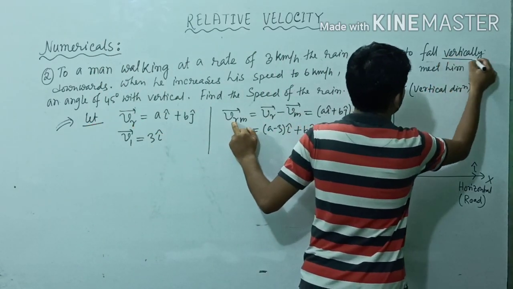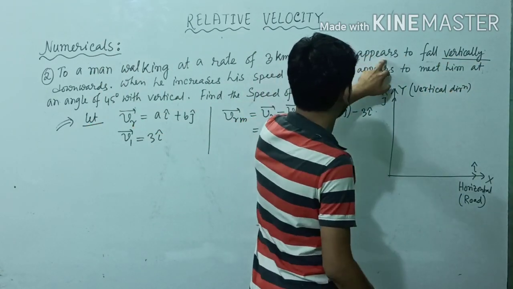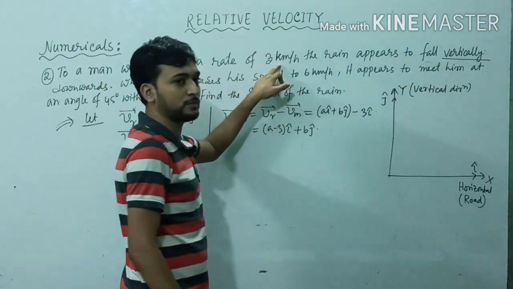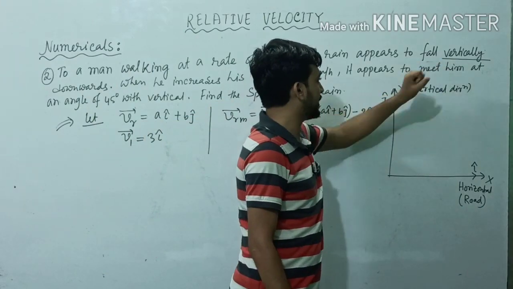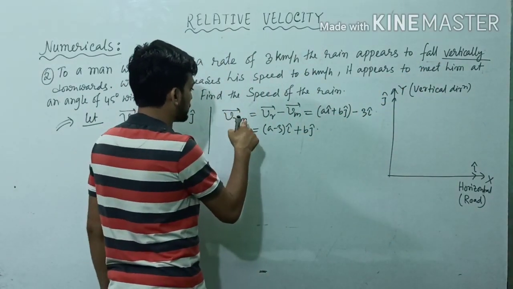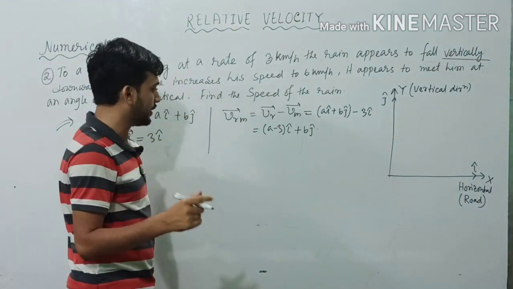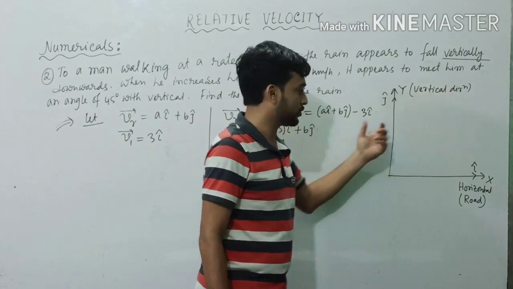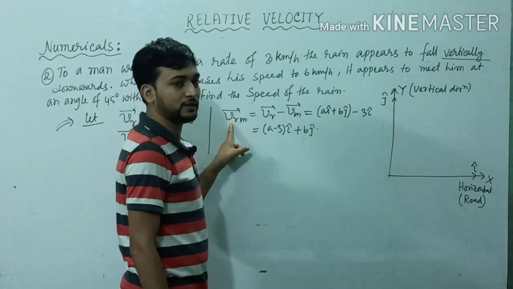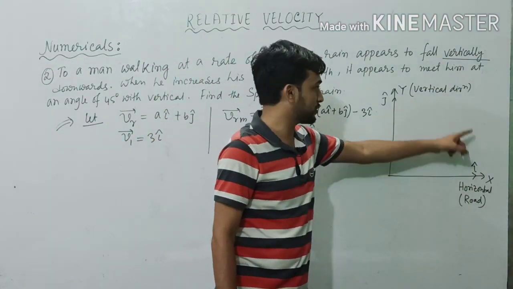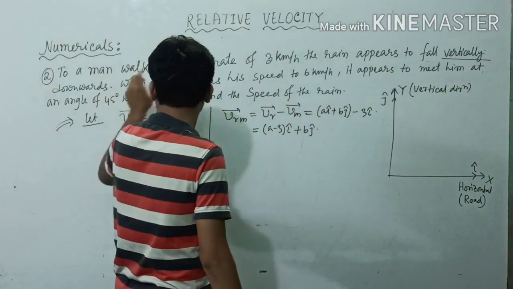Now as per the question, this will be along vertical direction. See, the rain appears to fall vertically downwards. When the speed of the man is 3 km per hour, he finds that the rain is falling vertically downward. So the relative velocity of rain with respect to man should contain only the component along the vertical direction. There should not be any component in the relative velocity of rain with respect to man in horizontal direction, because it is given the vertically downward direction.